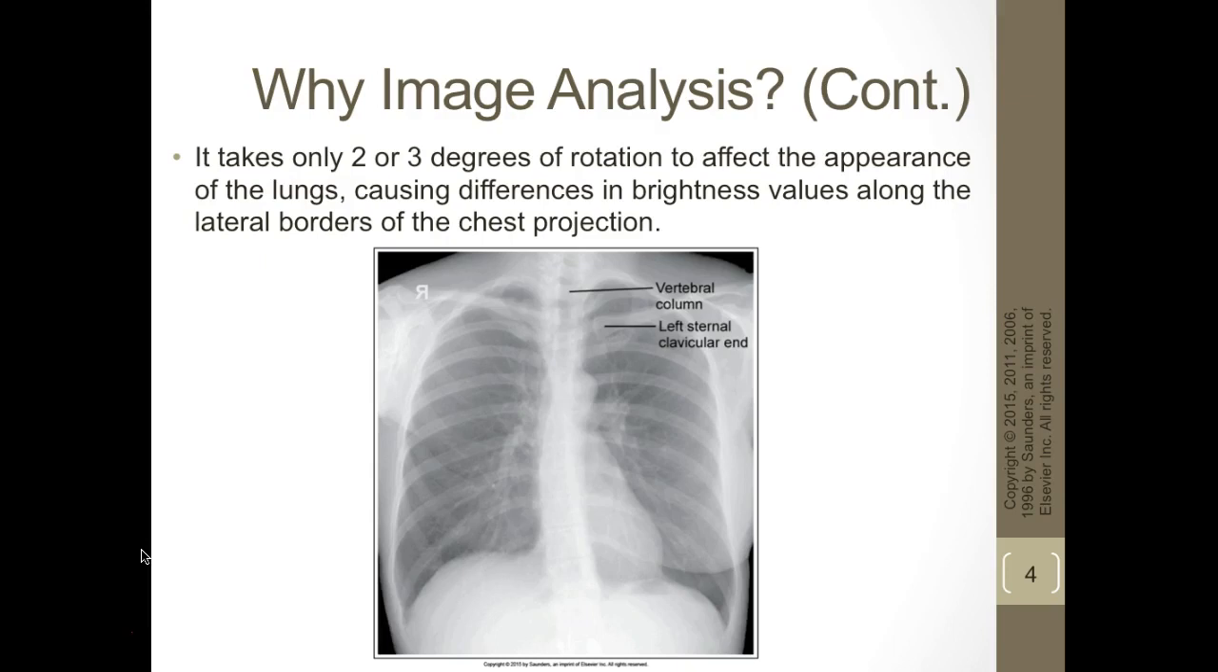So, as you can see here on this chest x-ray, they've labeled the vertebral column and the left sternoclavicular end. And if you look here, only 2 to 3 degrees of rotation will affect the appearance of the lungs, causing differences in brightness values along the lateral borders of the chest x-ray. So if the patient was angled just a little bit, 2 to 3 degrees can really throw off an image.